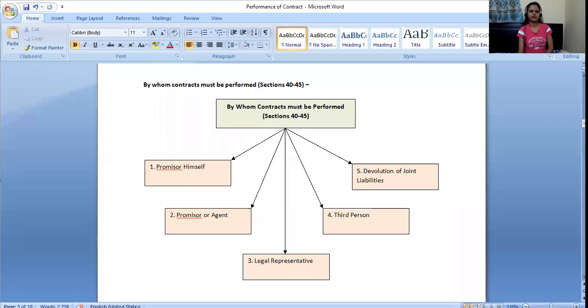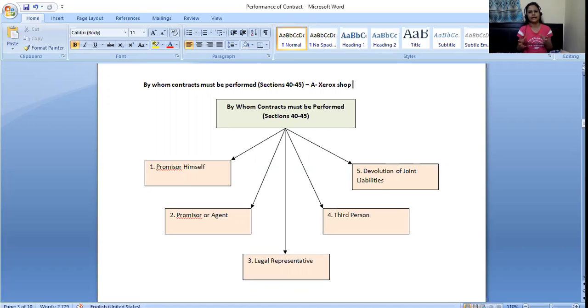Next is promisor or agent. There may be certain situations where it has not been specified who should perform it. It may be either me or someone else, my agent, my co-partners, or someone like that. Take for example that I have a Xerox shop. In that case, I just need to Xerox documents. It does not involve any kind of skill, unlike content writing or making a painting. I just need to take photocopies of that particular document.